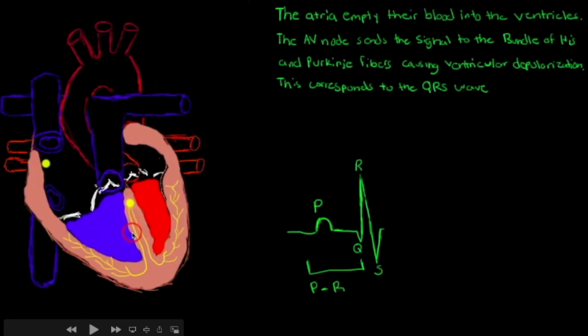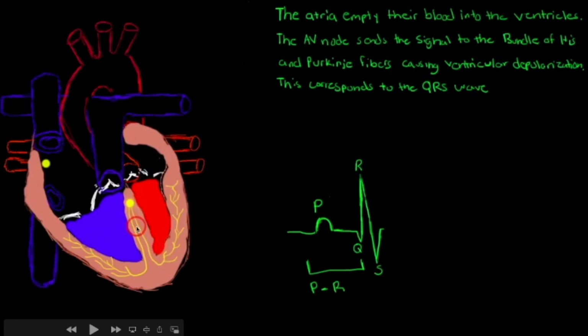and it's going to send that signal down into the left and the right bundle branches. And that signal is going to continue through the left and the right bundle branches to the Purkinje fibers around the ventricles. So when that signal starts from the AV node down through the bundle of His, which is the left and right bundle branches, to the Purkinje fibers, this is when the ventricles depolarize.